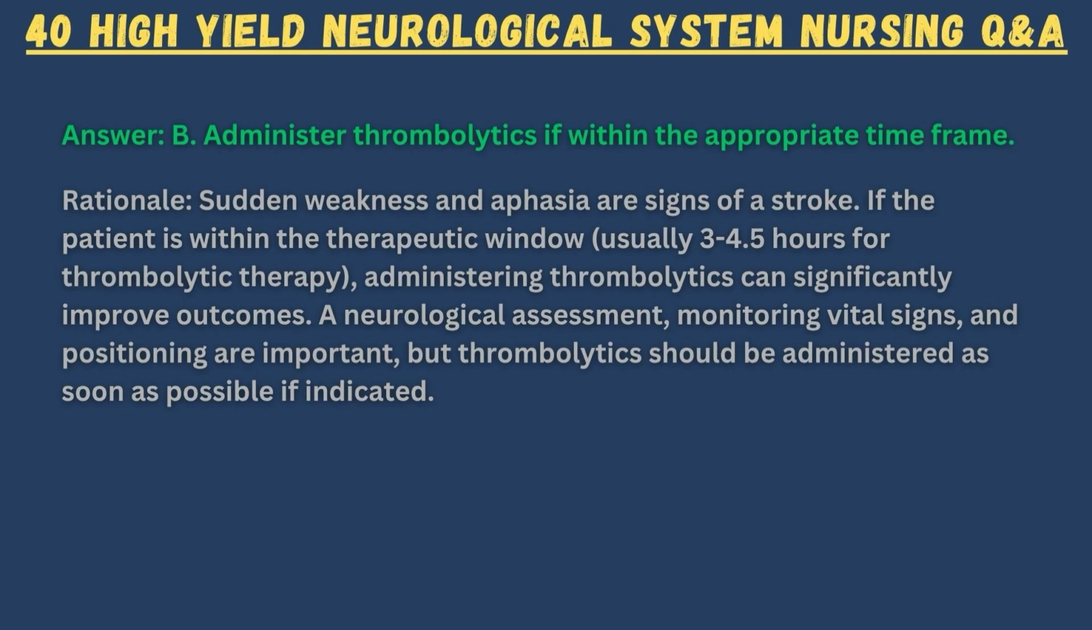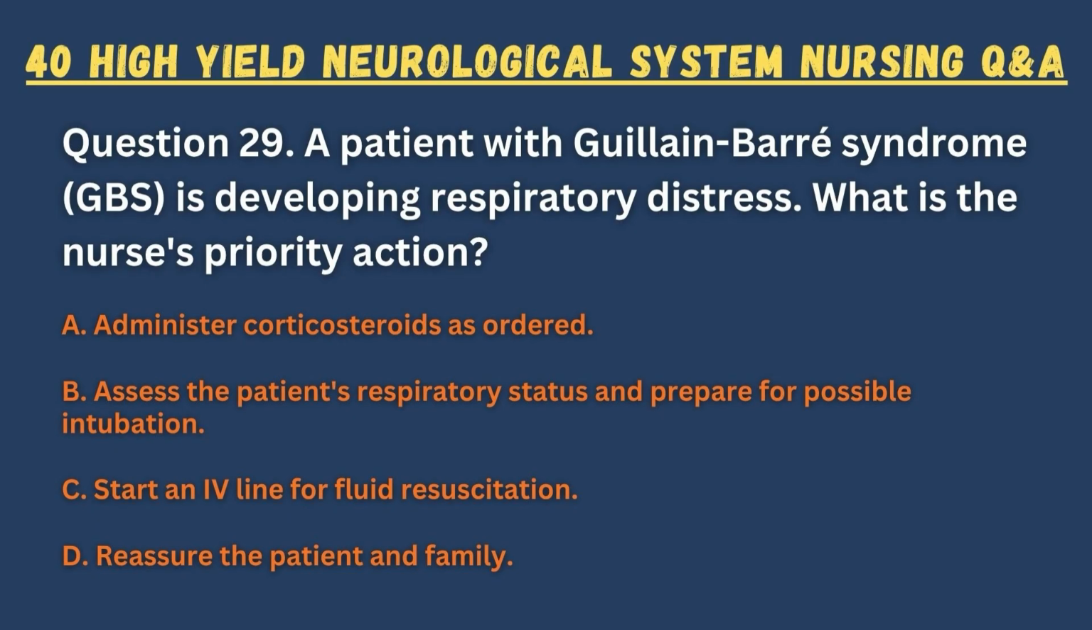Rationale. Sudden weakness and aphasia are signs of a stroke. If the patient is within the therapeutic window, usually 3 to 4.5 hours for thrombolytic therapy, administering thrombolytics can significantly improve outcomes. A neurological assessment, monitoring vital signs, and positioning are important, but thrombolytics should be administered as soon as possible if indicated.